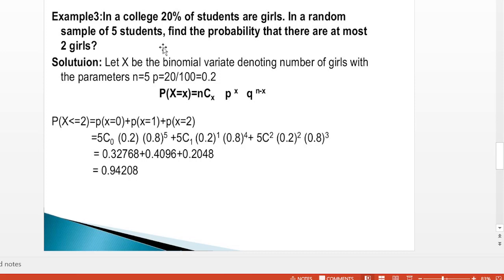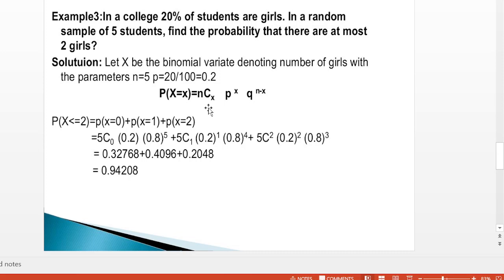In a college, 20% of the students are girls. In a random sample of 5 students, find the probability that there are at most 2 girls. Let x be a binomial variate denoting the number of girls, with parameters n equal to 5. The p is equal to 20 divided by 100, so 20%, which is 0.2, the probability of success. Then 0.8 is q.